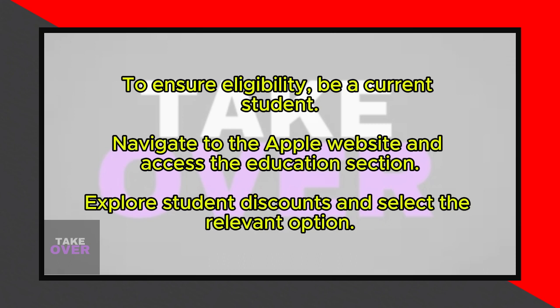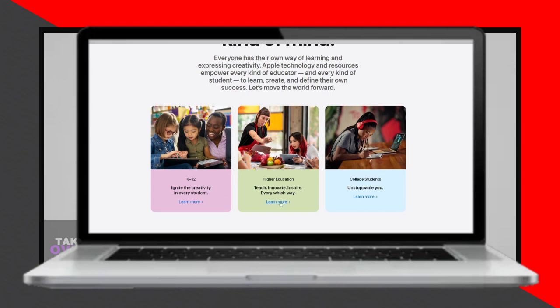Scroll down to the footer and locate the For Education section. Click on Apple and Education to explore student discounts. Here you'll find options for K-12 and higher education. Choose the relevant one and click Learn More. This takes you to the Education store, where discounted products await.